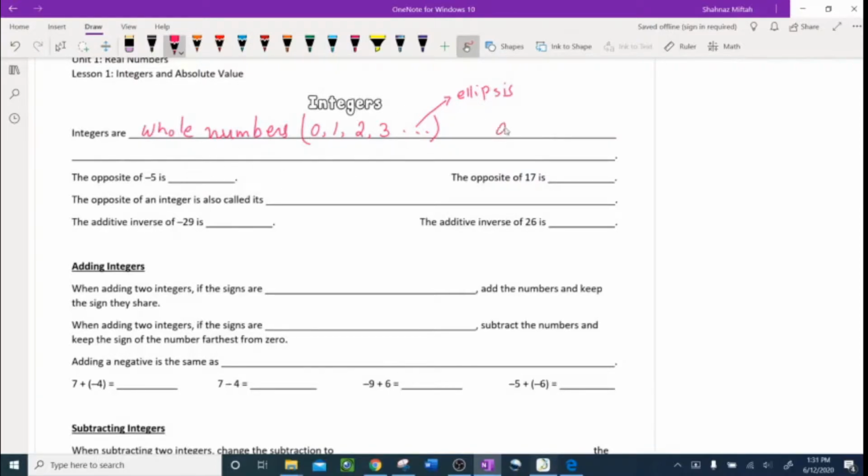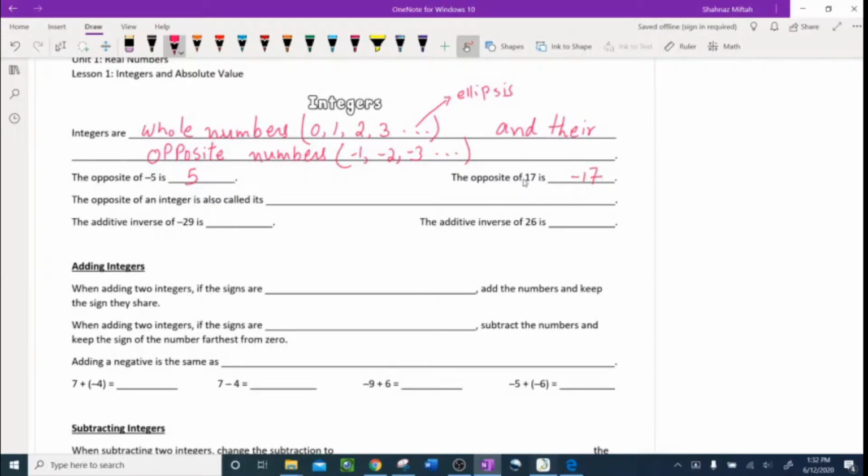Whole numbers and their negative numbers, opposite numbers. They're opposite numbers, which means negative numbers. So -1, -2, -3, and so on. The opposite of -5 is +5. The opposite of +17 is -17.